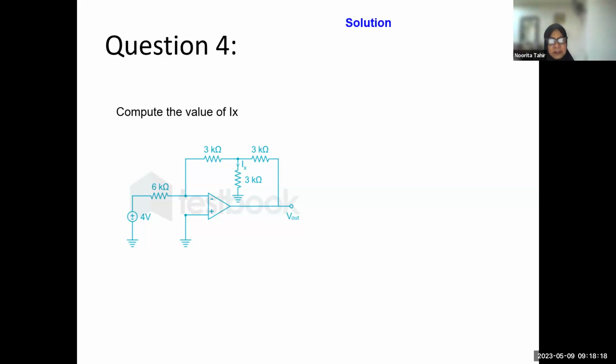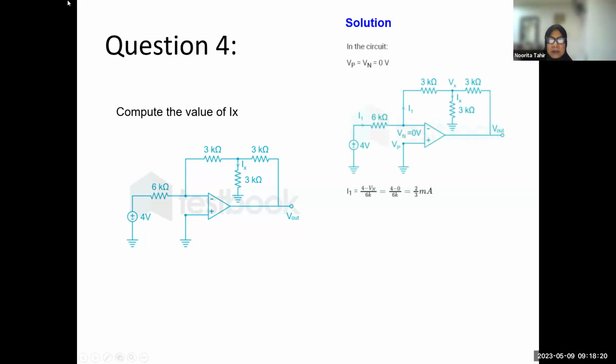Okay, let's look at the solution. So how do we compute Ix? First, we compute I1 from the source. We assume that this is virtual ground, so between Vn and Vp there's no voltage drop. I1 will go through here, and we have (4 minus Vn) divided by 6K, and we know Vn is virtual ground, so it's 0. So we will have I1 as 2.3 milliamp.